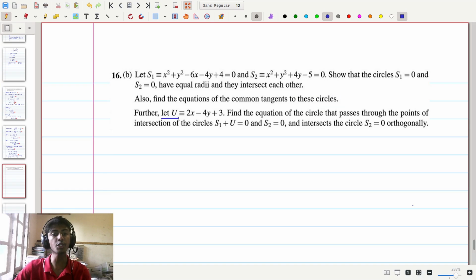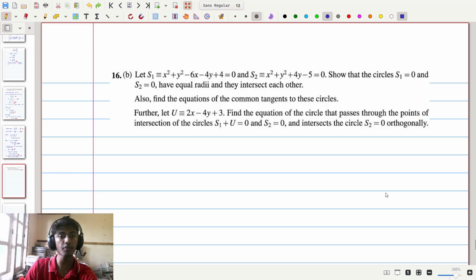Furthermore, let u be given by 2x minus 4y plus 3, and given that, find the equation of the circle that passes through the points of intersection of the circles S1 plus u equals 0 and S2 equals 0, and furthermore, also intersects the circle S2 equals 0 orthogonally.